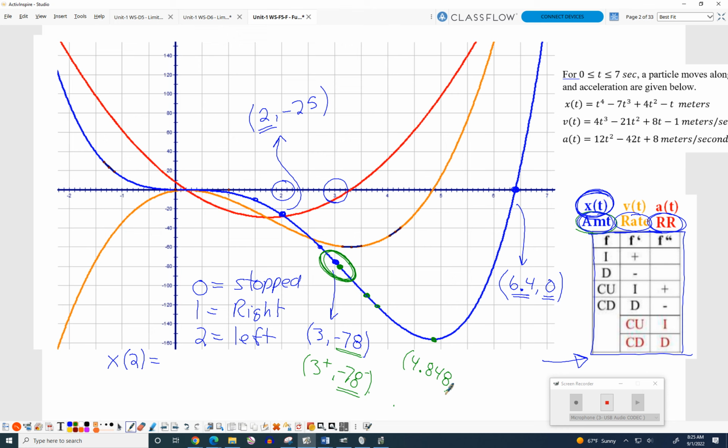Questions? So when it stops like that, do we look for that in graphs like these to determine whether it's going left or right? Yes. It's pretty simple.